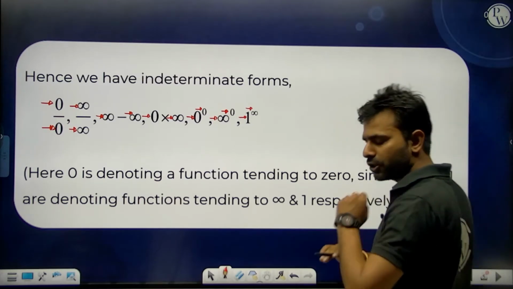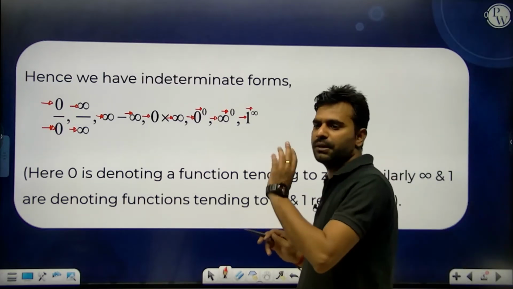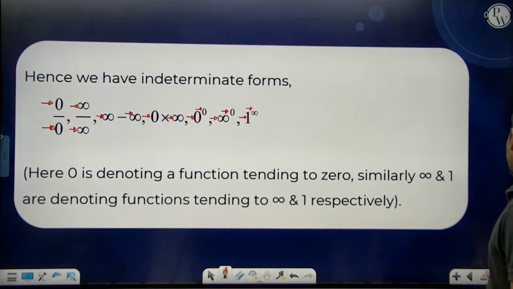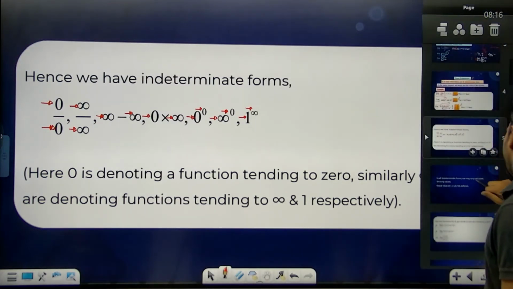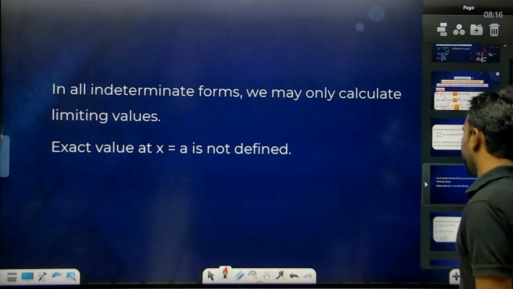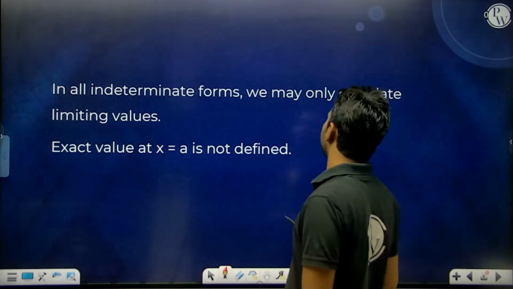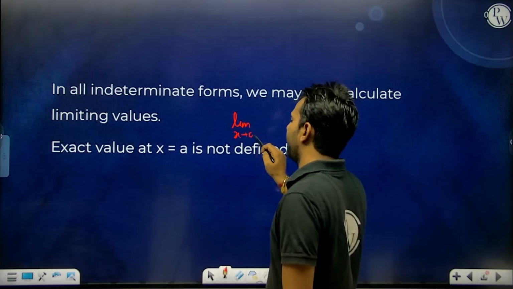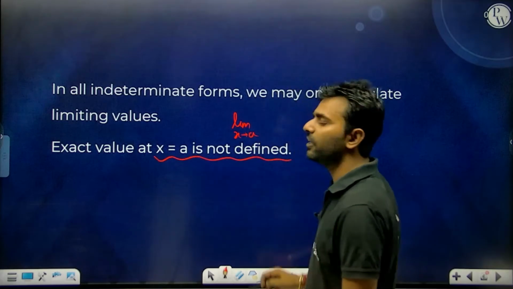Apart from this, there is not going to be any indeterminate form, so just remember all these forms, because we're going to take these forms one by one and solve some amazing questions as well in this particular session. In all indeterminate forms, if we are calculating the limit x tending to a, then at x equals a, the function is not even defined.